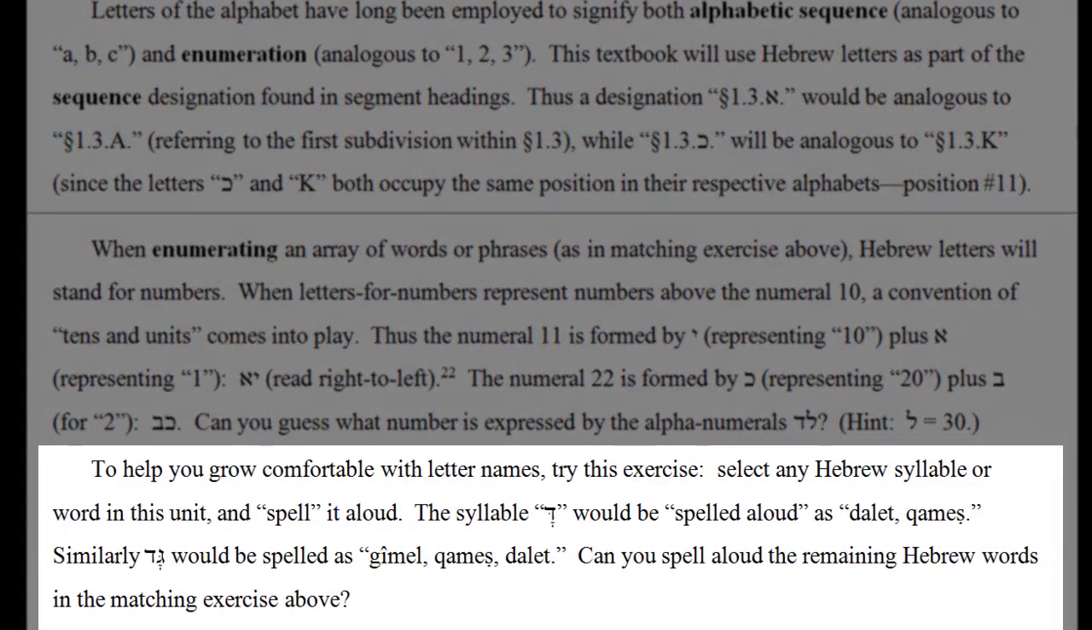Here is one final suggestion in this segment. To help you grow comfortable with letter names, here's an exercise worth trying. Select any Hebrew syllable or word which has occurred so far in this unit and spell it out loud. So, for example, if you encounter the syllable da, you would want to spell it by naming the consonant dalet and the vowel kamates. Da is spelled dalet kamates.